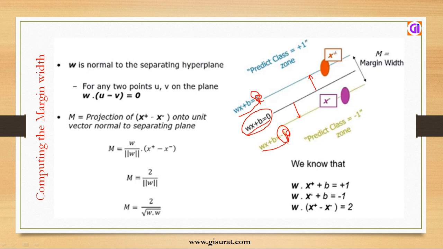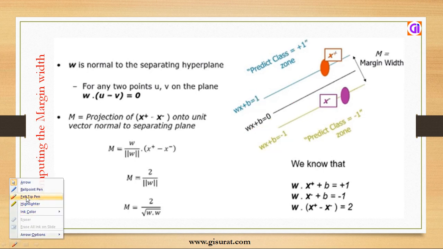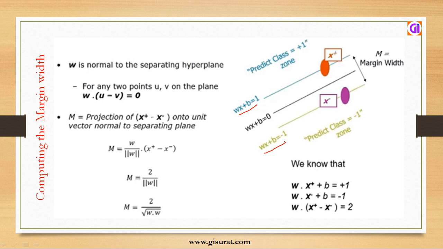Is it fine? So मैंने simplicity के लिए यहाँ पे 1 and -1 put किया था, but it's not a big deal. You can use anything. उसकी जगह आप कुछ भी use कर सकते हो. आप कोई भी constants use कर सकते हो. That's not a big deal. So now these are nothing but the equations of margin lines: wx plus b equal to 1 and wx plus b equal to -1.